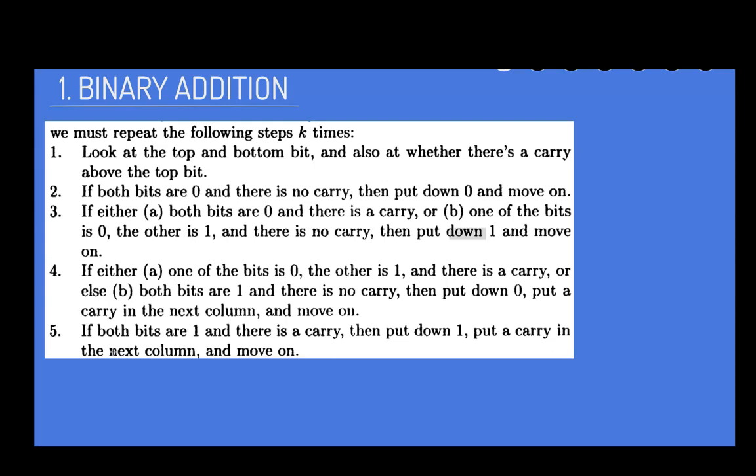The last possibility is when both bits are 1 and there is a carry. In that case, the sum will be 1 plus 1 plus 1, which is equal to 3. In binary representation, 3 is represented as 1 1. So we should put down 1, put a carry 1 in the next column and move on.